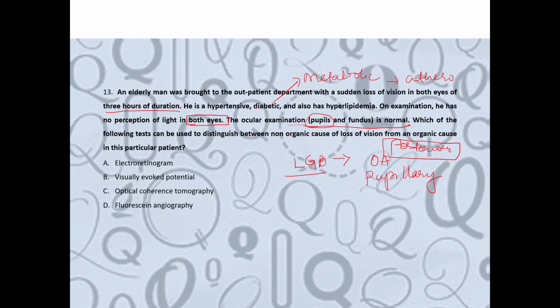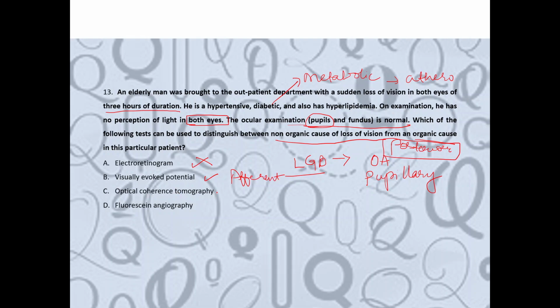Which of the following tests can be used to distinguish between a non-organic cause of loss of vision from an organic cause? So here because the pupil is normal, fundus is normal, you might think the patient is malingering. Okay, but until you have clear-cut evidence, you cannot label this patient as functional visual loss. So, electroretinogram, can you do that? ERG gives the topographic representation of how the retinal points are. So, no, this is not the answer. Visual evoked potential, yes, it gives the integrity of the afferent visual pathway.